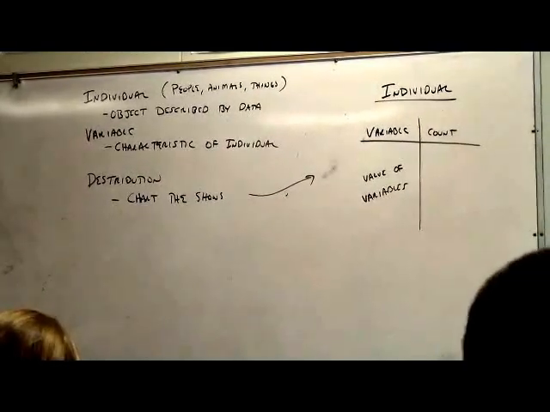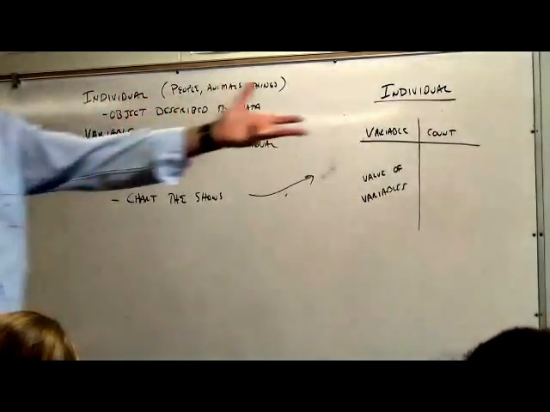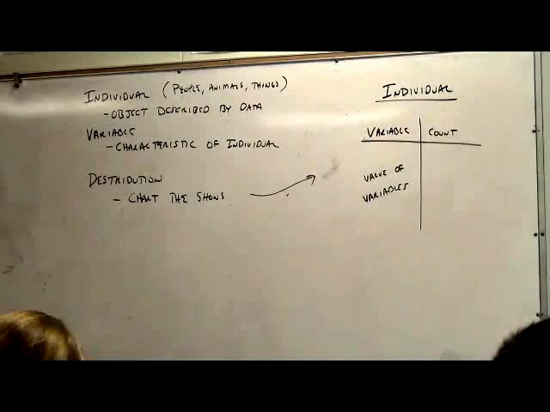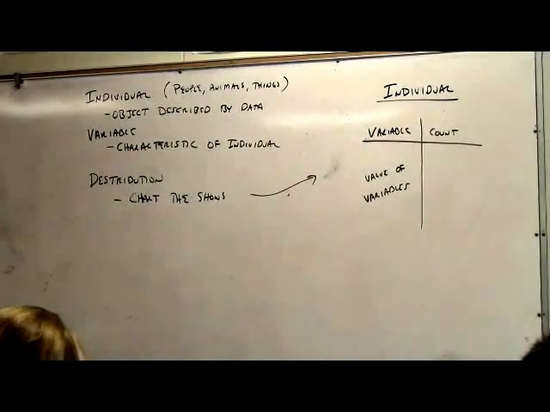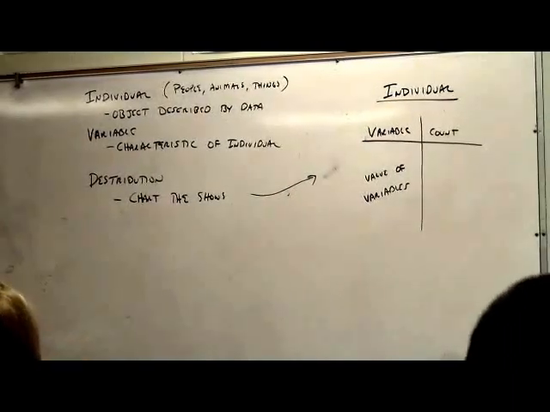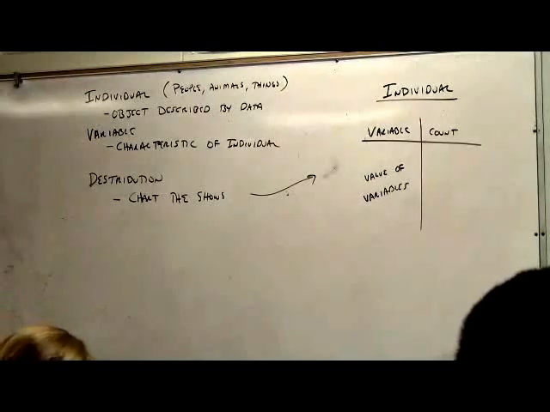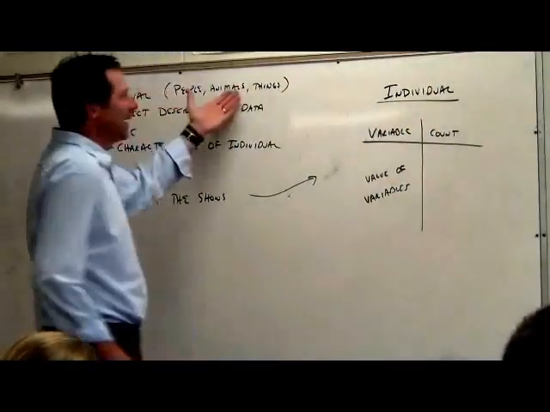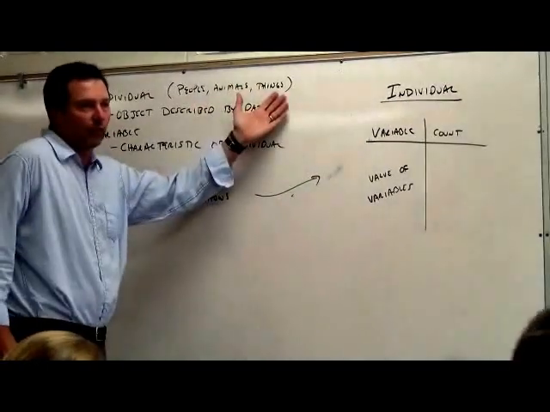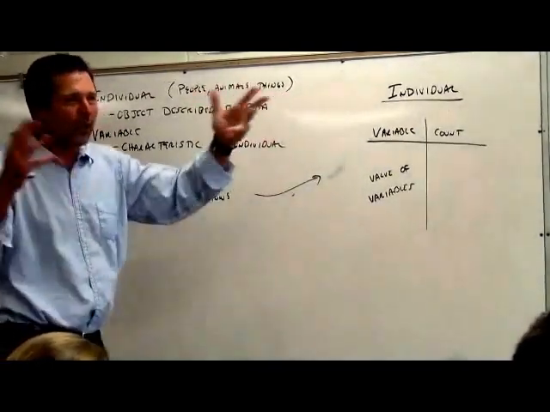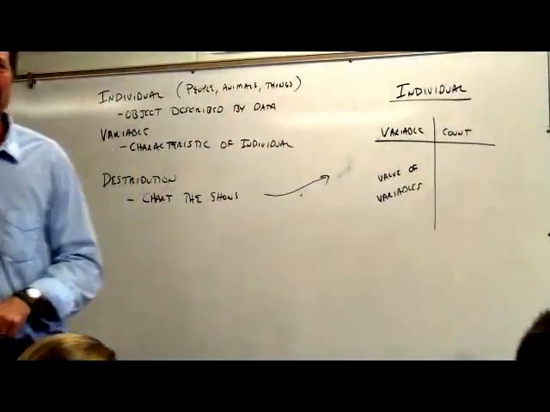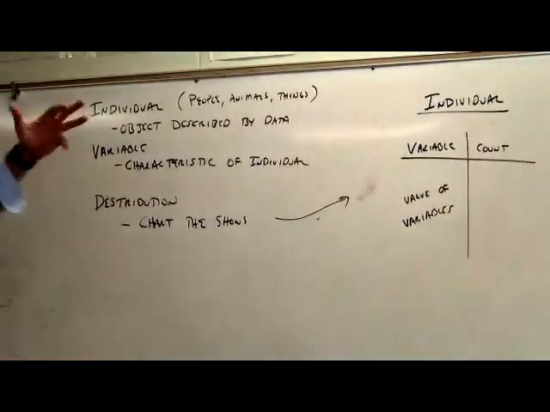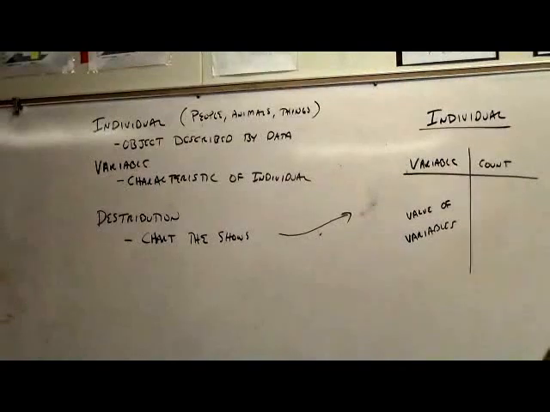All right, what's the individual? What are we talking about here? Who are we talking about? An individual can be, in this case, my period 2, 2009, AP statistics students. That's who we're talking about. We might be talking about a person, an animal, or things. But what are we interested in? What are we analyzing?